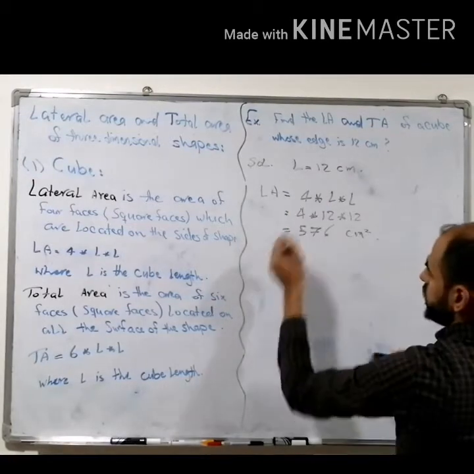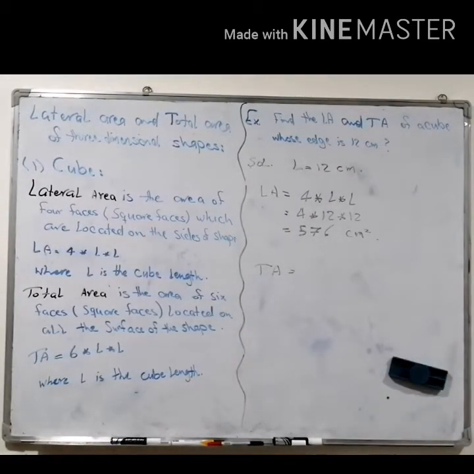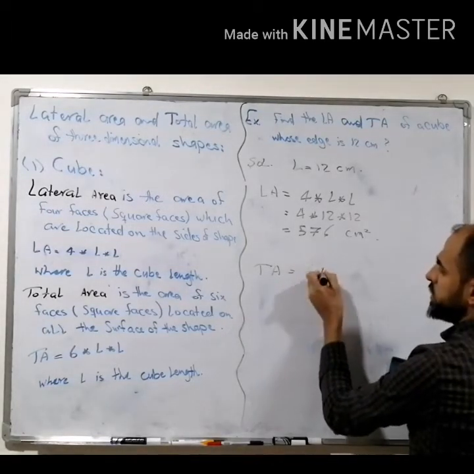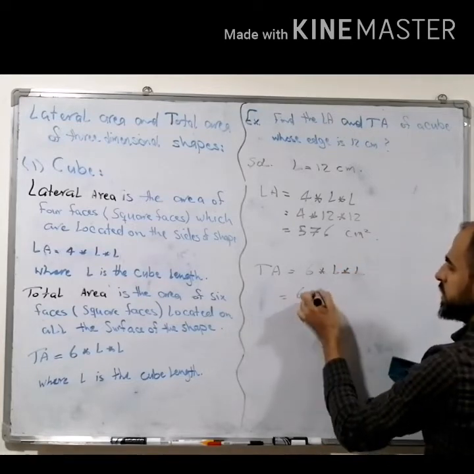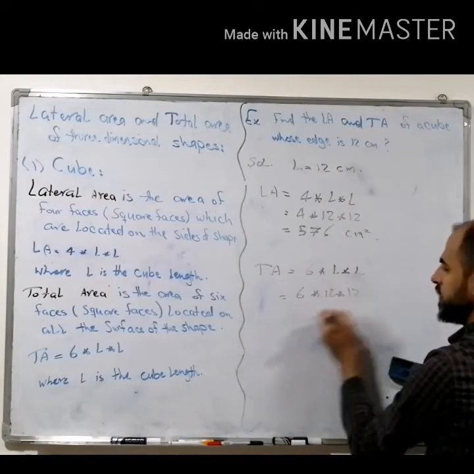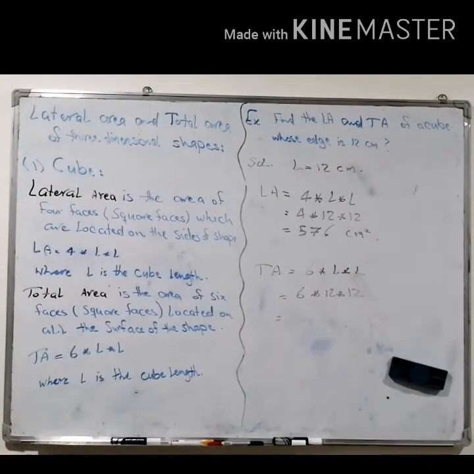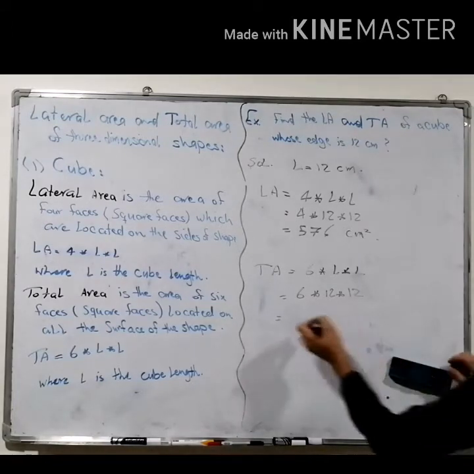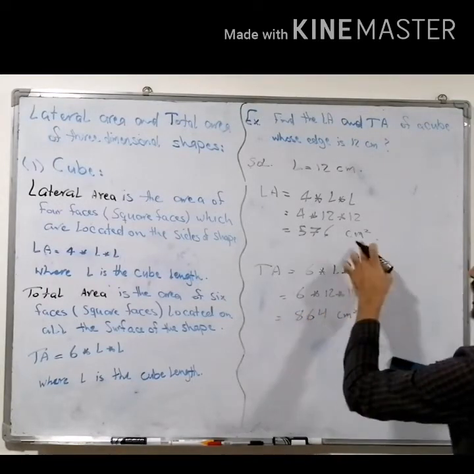Now we will find the total area. As we said, this question directly applies the law of total area and lateral area. The total area is 6 multiplying by L by L. L is 12 and 12. Then 12 by 12 is 144, as you saw. Multiplying by 6, it will equal 864 centimeter to the power 2.